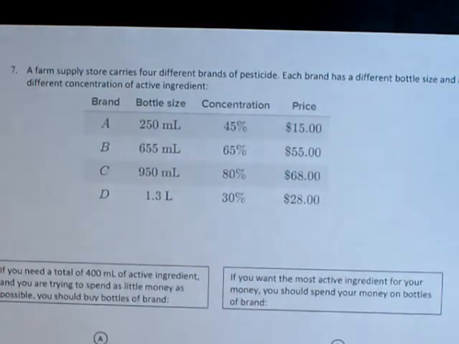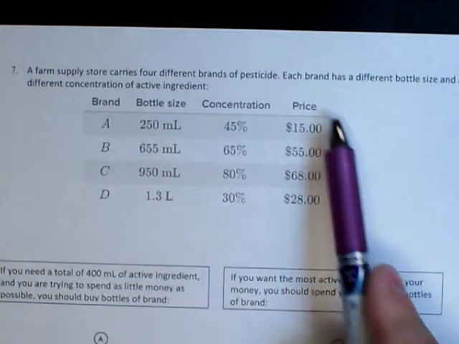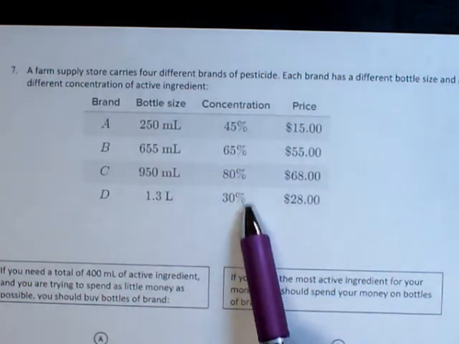Just to give you some background here, a lot of times when chemicals are sold to people, they're not full concentration. That means they might be 10% whatever the chemical is and 90% something else. Maybe it's water or some other kind of chemical that dilutes the effect. So what we're seeing here is different bottle sizes and different prices and different concentrations.